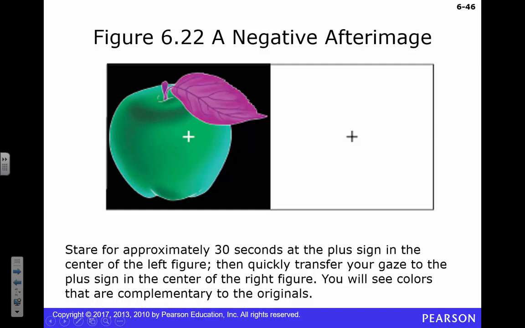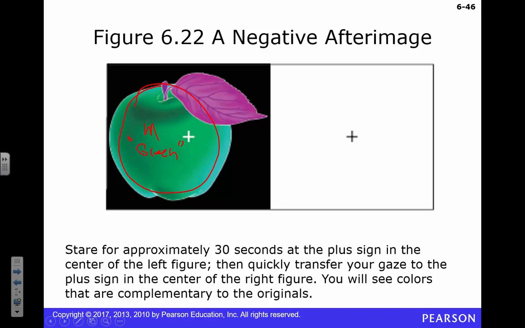If you think about this, this is kind of interesting. Why do you see these after images? So if you continue to stare here, right, that's green. All of those medium cones, the ones that are sensitive to what we would see as green light, they're going to become fatigued, right? Very fatigued.